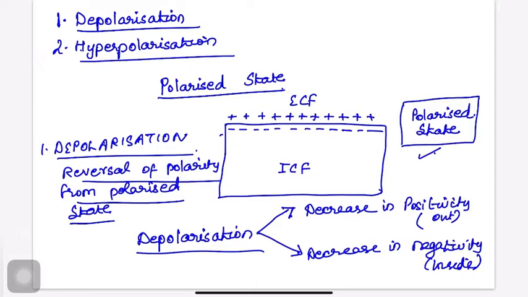So you understood what depolarization is. Depolarization is the reversal of polarity from the polarized state. So how can we attain depolarization? Depolarization can be attained by either decreasing positive charges outside or decreasing negative charges inside. And now, what is hyperpolarization?